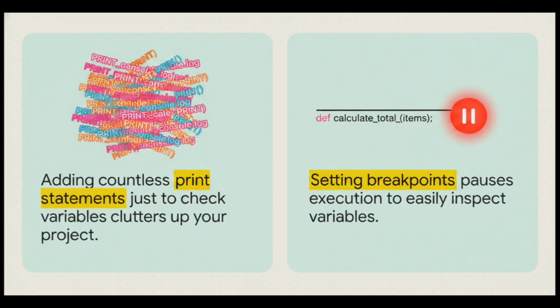Your second major safety net is debugging. Now, the amateur way to find a bug is to just write out a dozen print statements everywhere just to see what your code is doing behind the scenes. It's messy and it clutters up your project.